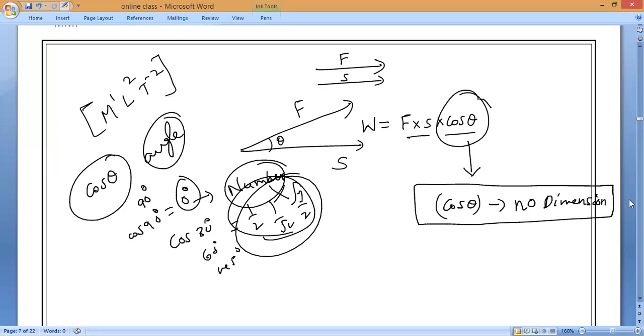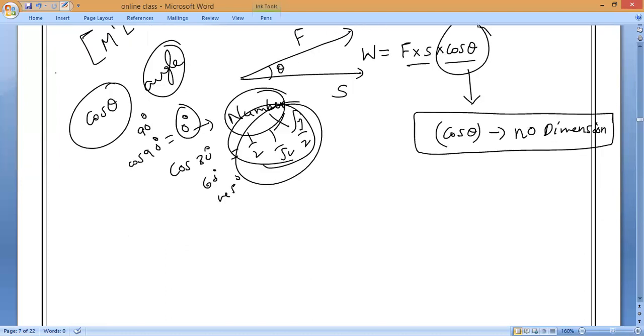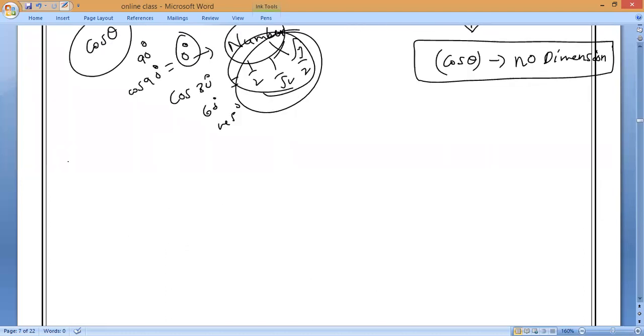So still, whether work done is equal to force into displacement or F S cos theta, what is the dimensions? M^1 L^2 T^-2. That's all. Clear? Now onwards, more tough things will come.